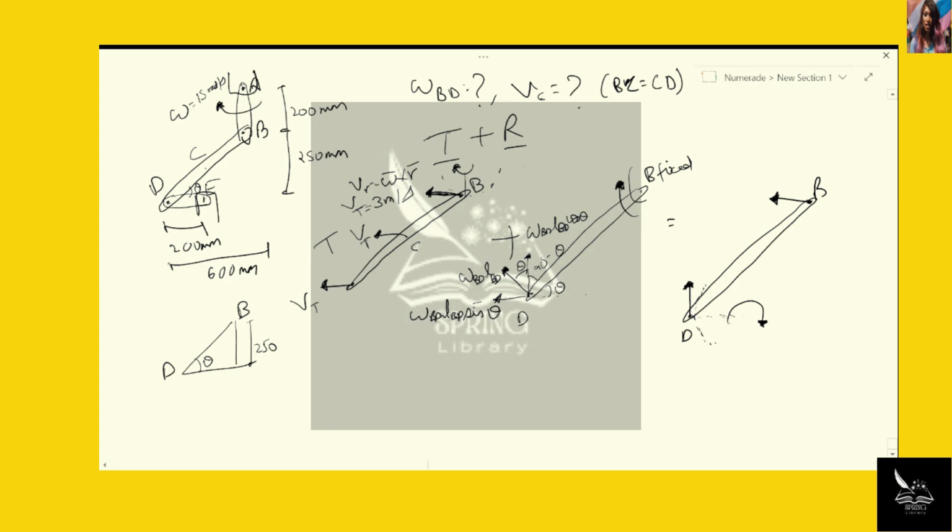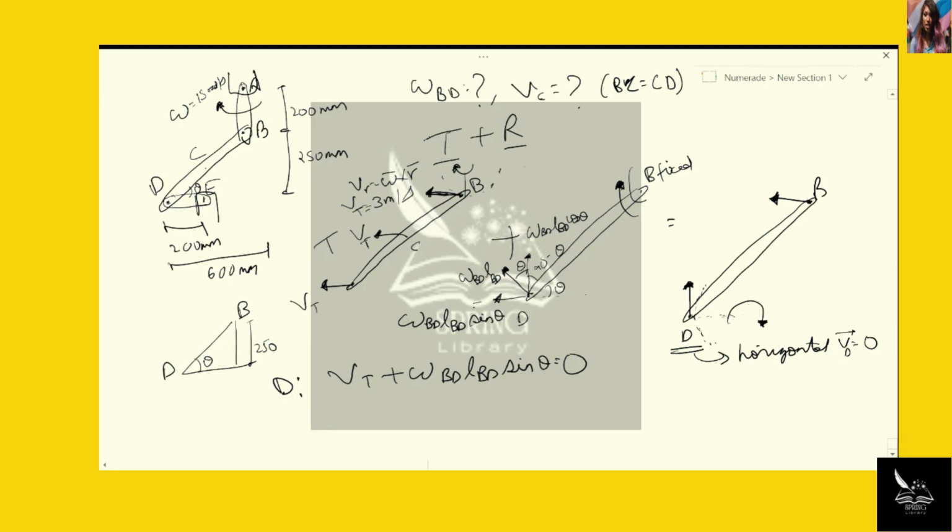Okay, now, horizontal components need to cancel. So omega BD, LBD, let me just write it slightly more cleanly. So omega BD, LBD, sine theta. So we know that VT plus omega BD, LBD, sine theta has to be 0 because at point D, horizontal velocity is 0, or horizontal component of VD is 0. It's perfectly vertical. So this has to hold.